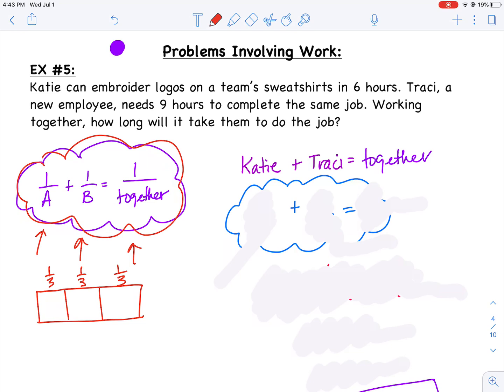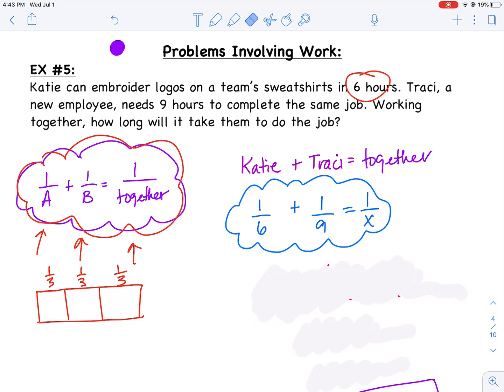Well, it says here that it takes Katie 6 hours by herself. So if it takes her 6 hours to do the job, then she does 1/6 of the job each hour. If it takes Tracy 9 hours, then she does 1/9 of the job each hour by herself. Adding them together would give us the total amount of time that they can do it together, which we don't know, right? We don't know how long it will take them to do it together. So can I say that that value is x, the amount of time it would take them to work together on the same job?